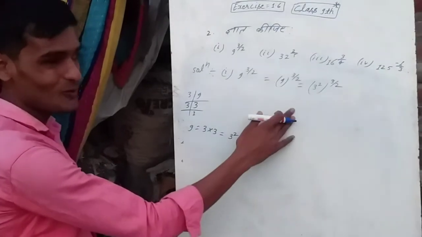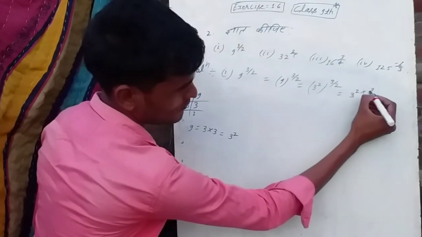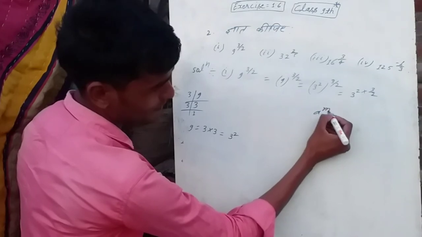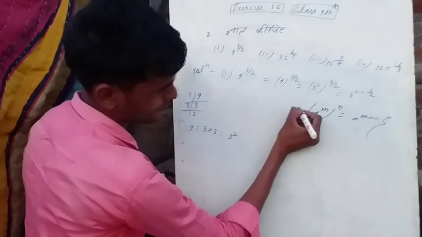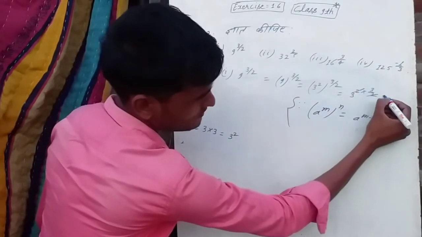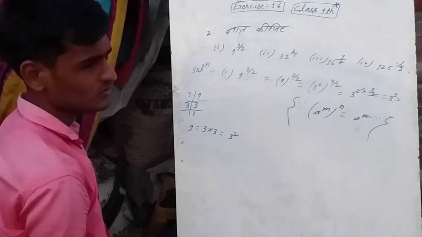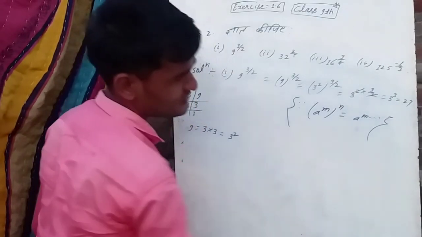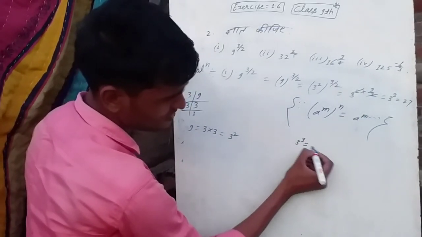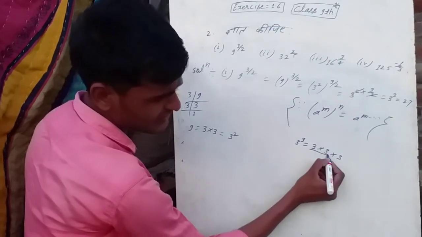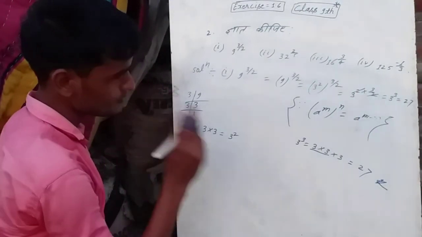I hope you think this is the form. And also we can write 3. We are using this formula: a to the power m, in parenthesis n. Then we can write a to the power m multiplied by n. This is the formula we are applying here. And also we can write 3 to the power 3. And 3 to the power 3 is, you can know, 27. Got it? 3 times 3 is 9. 9 times 3 is 27. This is the form. Got it?